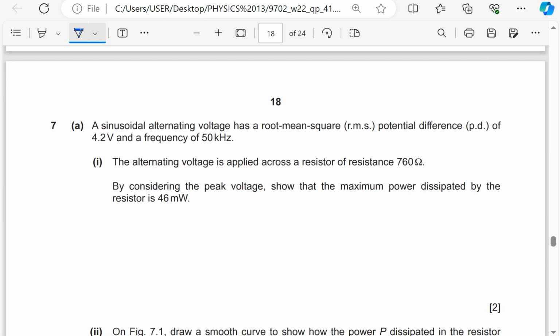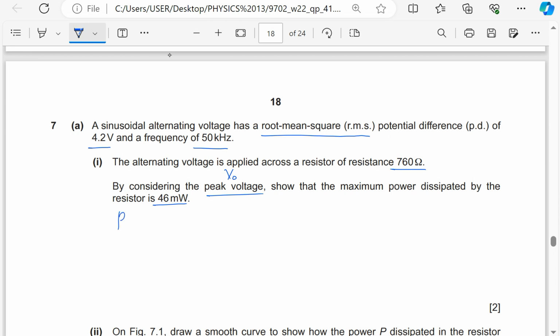Okay, next is alternating current, I think. A sinusoidal alternating voltage has a root mean square potential difference of 4.2 volts and a frequency of 50 kilohertz. The alternating voltage is applied across a resistor of resistance 760 ohms. By considering the peak voltage, that is V naught, show that the maximum power dissipated by the resistor is 46 milliwatts. So we want maximum power.